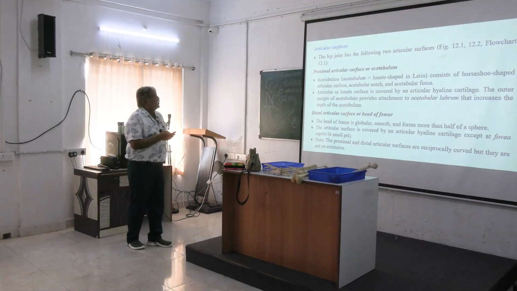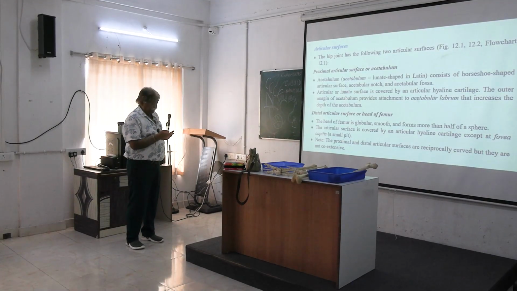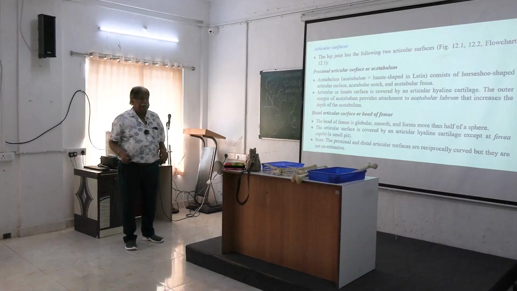Now, the hip joint has the following two articular surfaces: the proximal articular surface, or acetabulum. Acetabulum, lunate shaped in Latin, consists of a horseshoe shaped articular surface, acetabular notch and acetabular fossa. The articular or lunate surface is covered by articular hyaline cartilage. The outer margin of the acetabulum provides attachment to the acetabular labrum that increases the depth of the acetabulum.